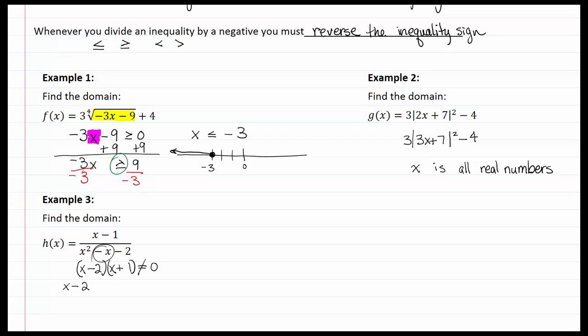So x minus 2 cannot equal 0, and the other one would be x plus 1 cannot equal 0. Therefore, if we solve for x, x cannot equal 2, and x cannot equal -1. Those two values would make it undefined.